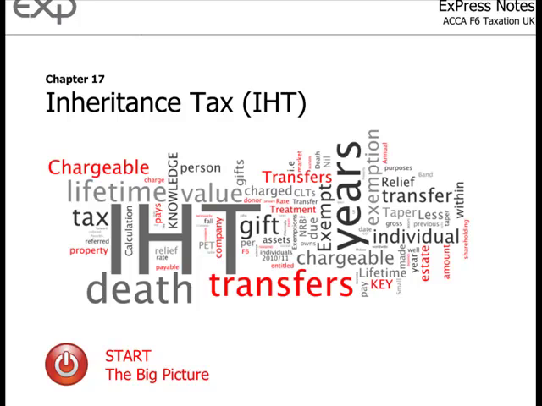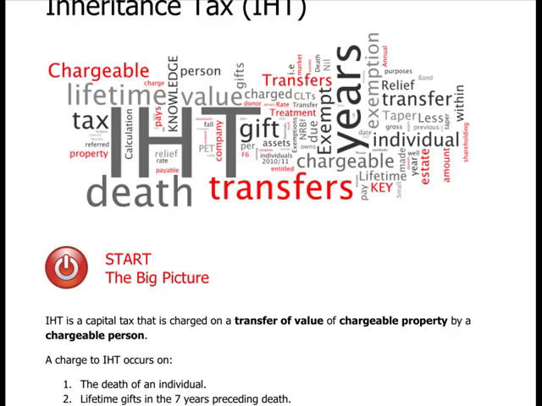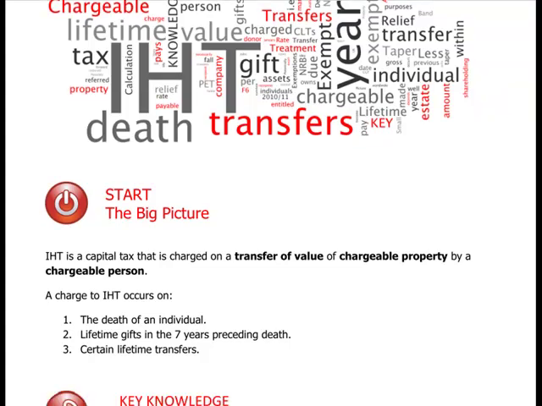So, inheritance tax first, the big picture. What is inheritance tax? Well, it's chargeable upon death of an individual. So you're going to look at the value of the estate of somebody at death. Now, the charge occurs, obviously, on the death of an individual, but you also look back 7 years at lifetime gifts, things that are given away in the previous 7 years. They need to be looked at as well.